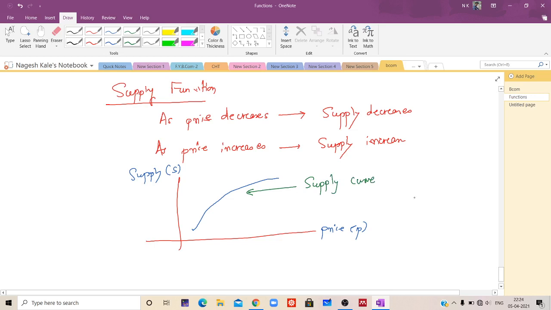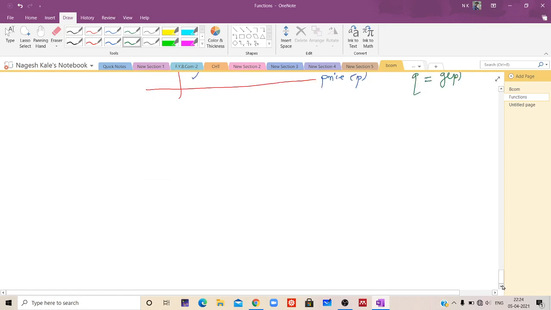Now you can see that supply is a function of price, because first of all we see what the price is and then we find out what the supply is. So supply, that is S, is a function of price, so I can write it as G of P. G is a function, P is price, and S is supply. Sometimes supply is also denoted by Q, so Q is equal to G of P. That is also the notation for writing down the supply. Now this is all about the demand function and supply function.